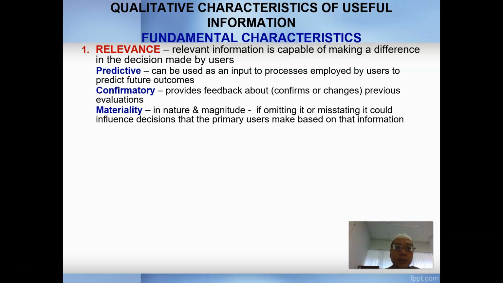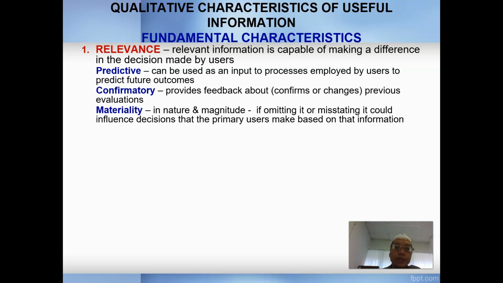Secondly is the confirmatory. Confirmatory means it provides feedback whether it confirms or changes previous evaluations. Okay, so when users have seen financial statements and they see a new information, and that information confirms what they have seen before, or it changes what they have seen before, then that is called confirmatory. That information is confirmatory, therefore it has the relevance characteristics.